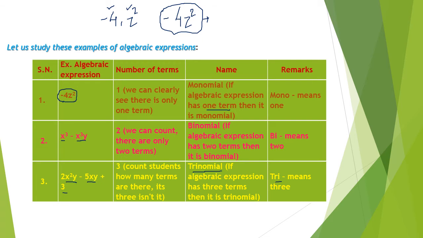Bicotyledon, monocotyledon, you have studied these in science also. So mono means one, and bi means two. If the algebraic expression has two terms, it is called a binomial. If it has three terms, it is called a trinomial, and if it has one term, it is called a monomial. You can pause the video and note it down in your copy.